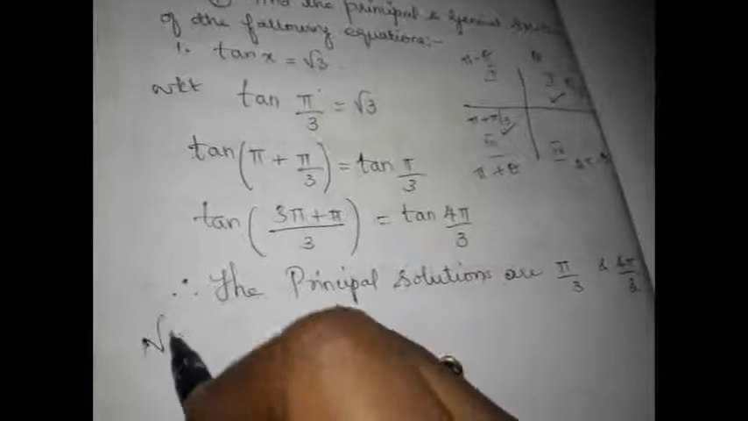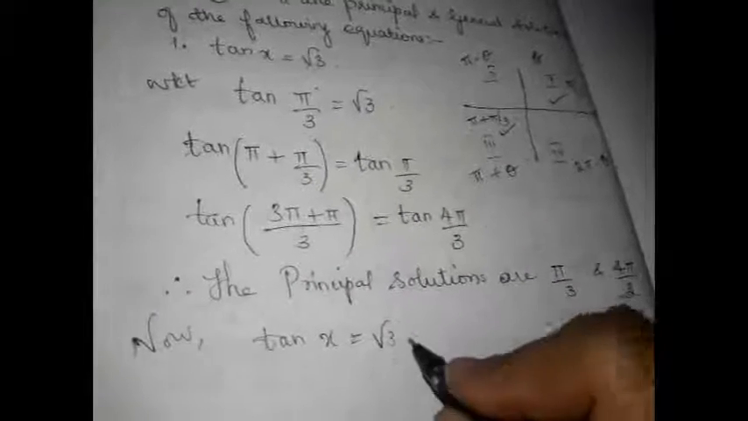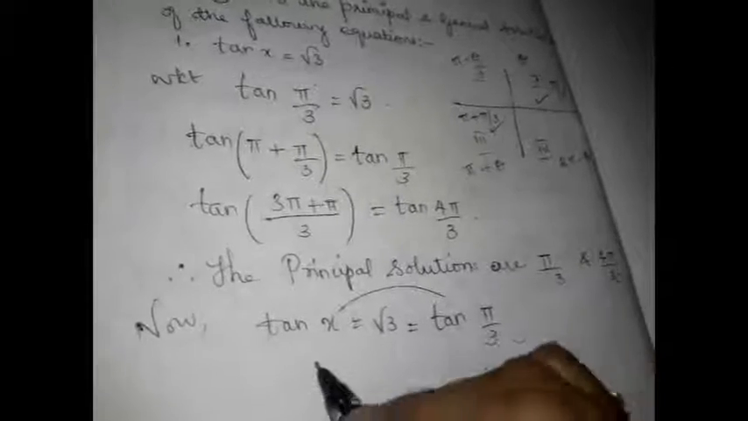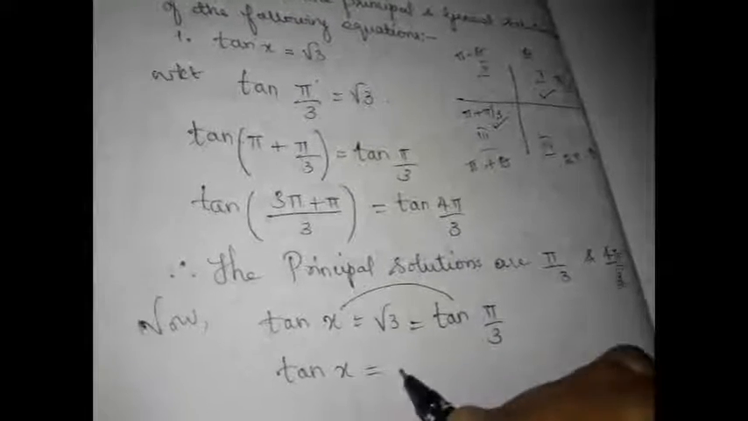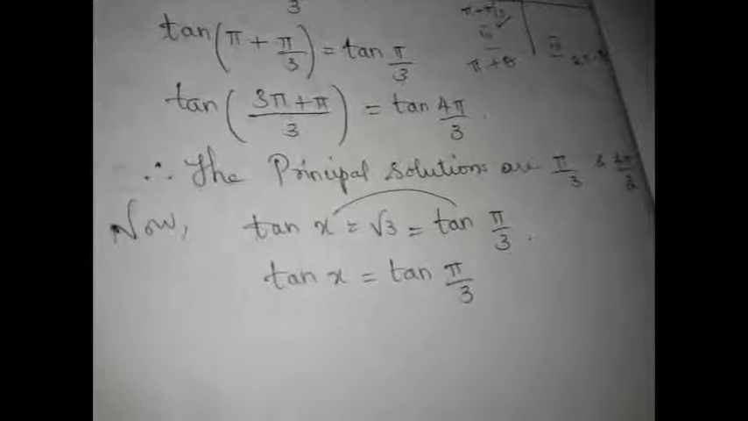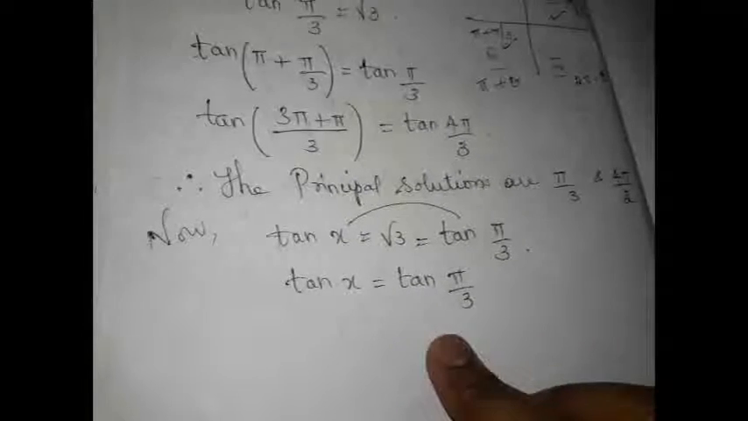We found the principal solution, but they asked you to find the general solution as well. So how can we find it now? It is given tan x equal to root 3, but we know root 3 is nothing but tan pi by 3, right? Now we got a format: tan x equal to tan pi by 3. Always, to find the general solution, try to express the given equation in the form of sin x equal to sin y, cos x equal to cos y, or tan x equal to tan y, because then only we can generalize our solution. Now it is in the form tan x equal to tan y.